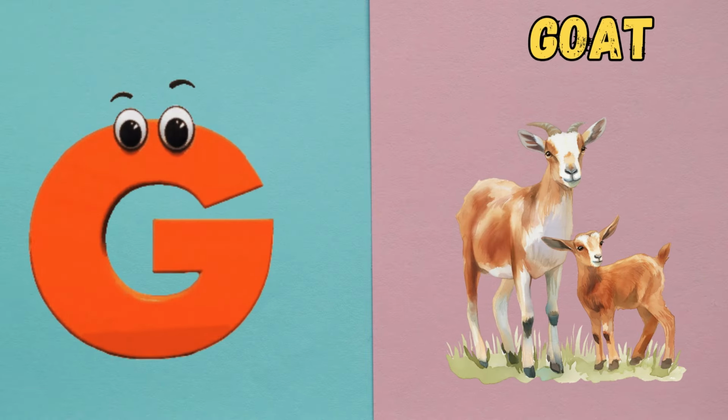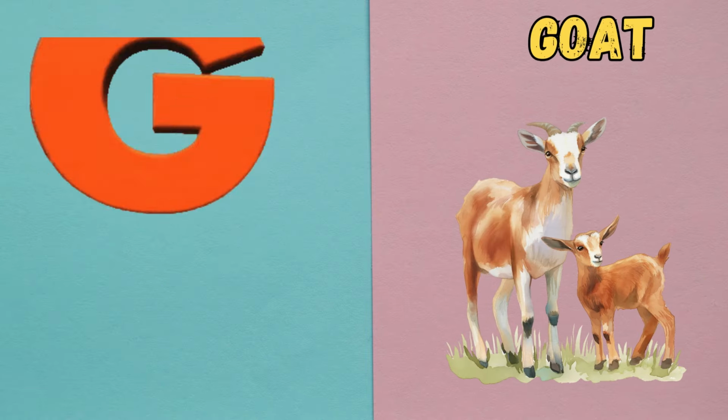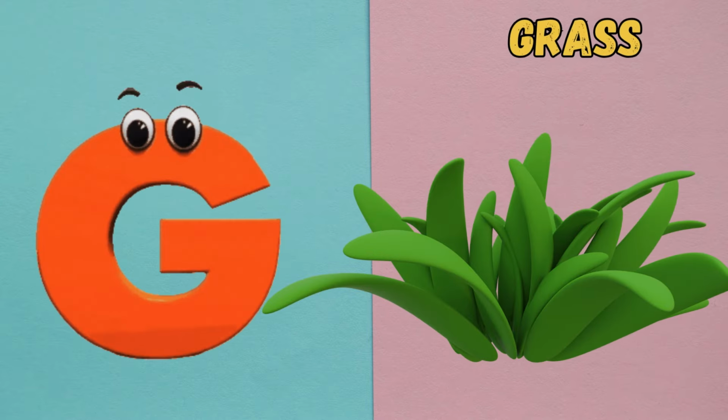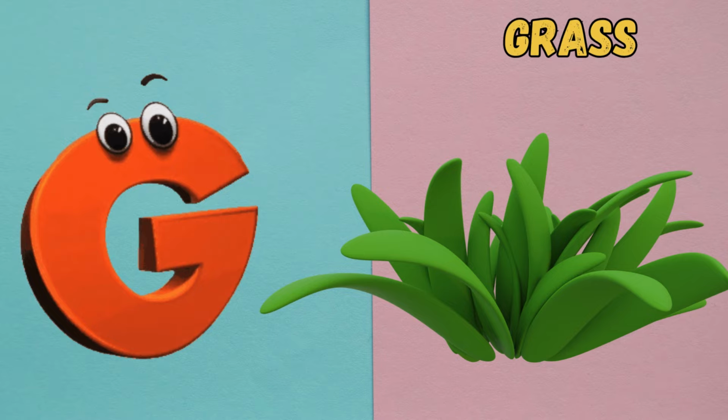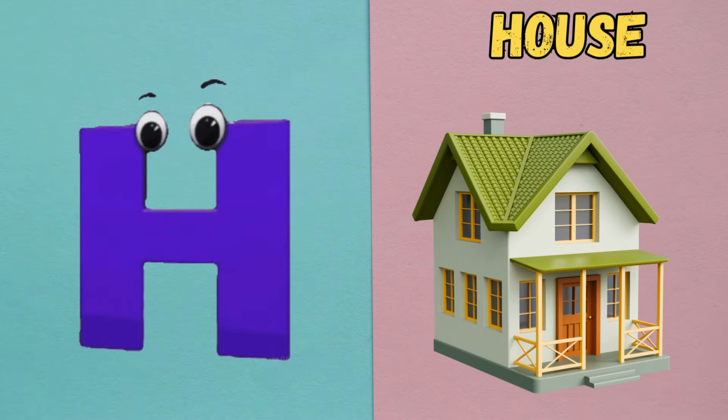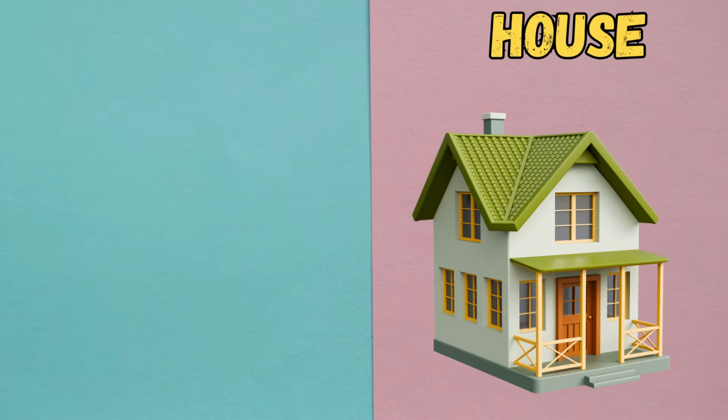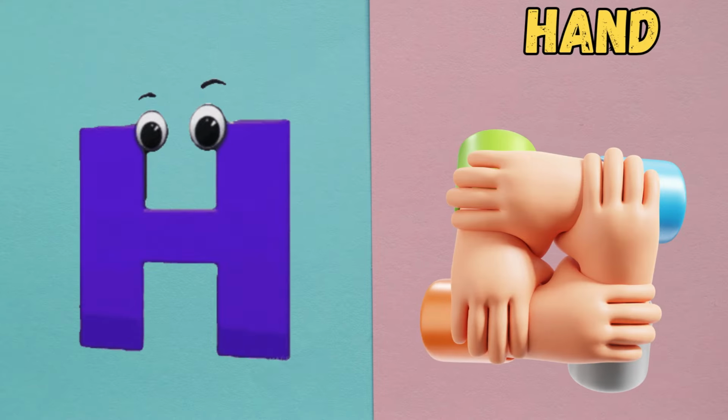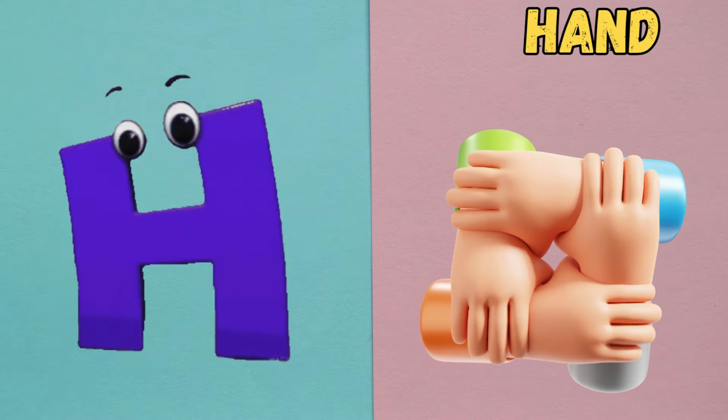G is for goat, g, g, goat. G is for grass, g, g, grass. H is for house, h, h, house. H is for hand, h, h, hand.